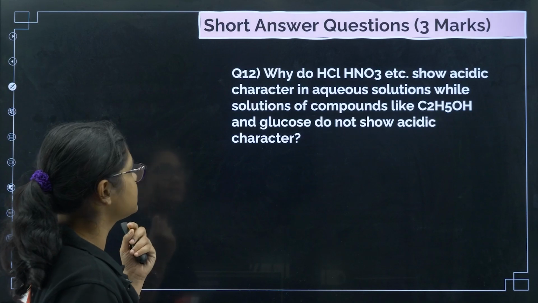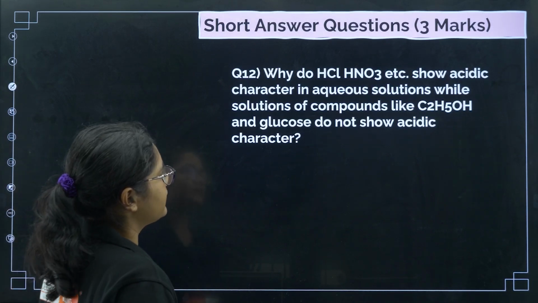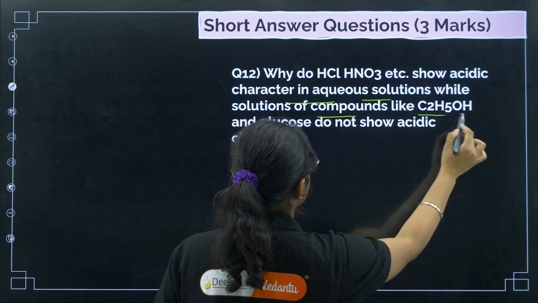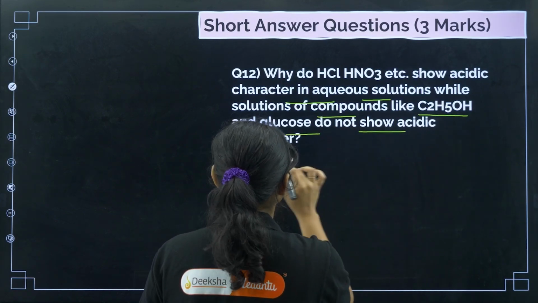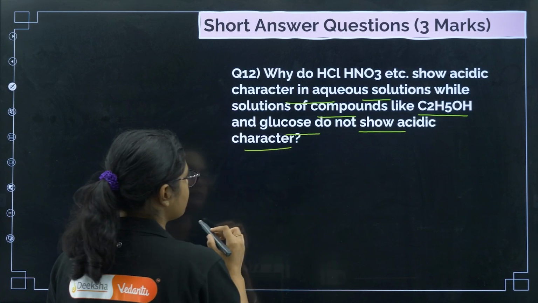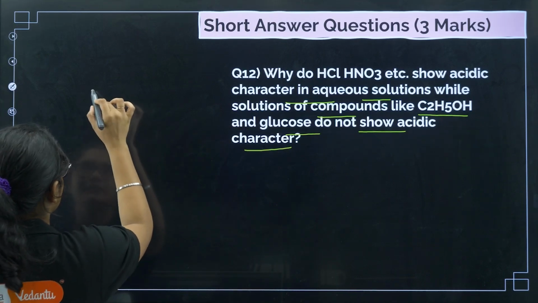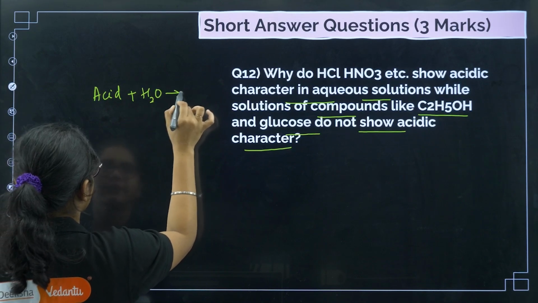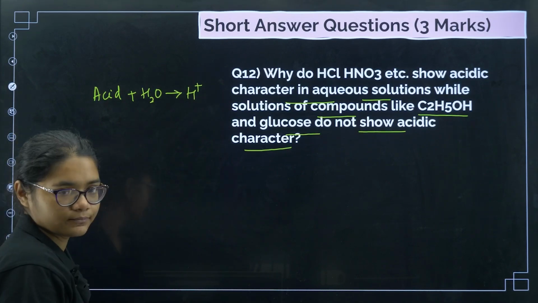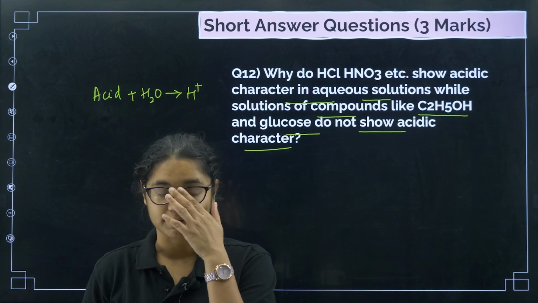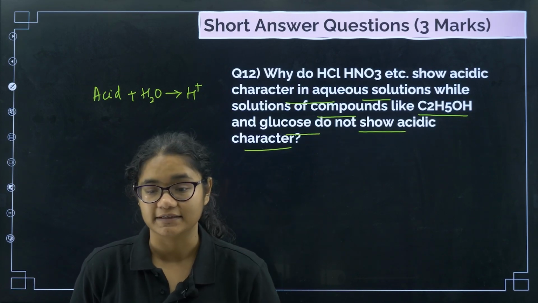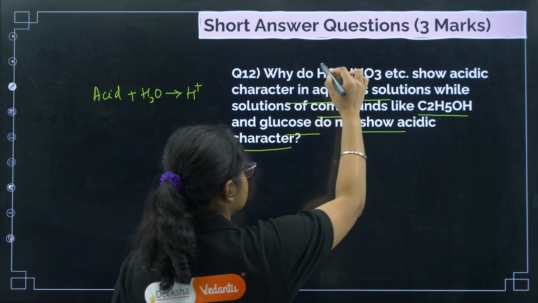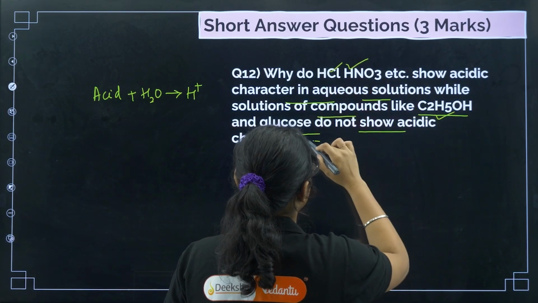Okay, fine. Next, why do HCl, HNO3 etc. show acidic character in aqueous solution while solutions of compounds like C2H5OH and glucose do not show acidic character? So here you have to write, acidic character means what? Acidic character means when an acid mixes with water, it produces H plus. When an acid is dissolved in water, it produces H plus. This is called acidic character. Now you can write down why. First you have to explain why this shows, and then you have to explain why this does not show.